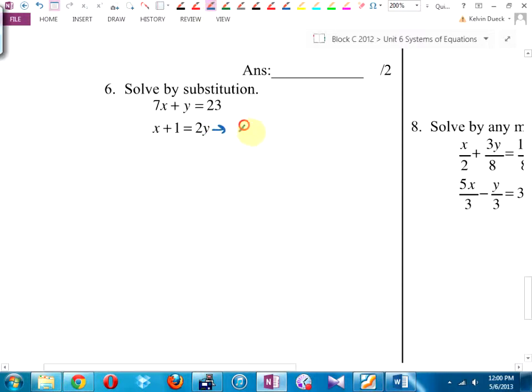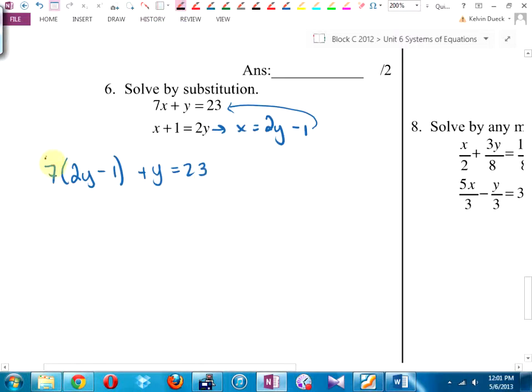So you did this. 2y take away 1. Yeah. Okay. If you have that, put a little check mark next to that line because we know that's right. This is how I look for errors in this, by the way. When I know I've made a mistake, this is how I go hunting. I turn myself into a teacher. And then you went, plugged it into here. So you went 7 bracket 2y minus 1 plus y equals 23. Yes? Put a check mark next to that line.